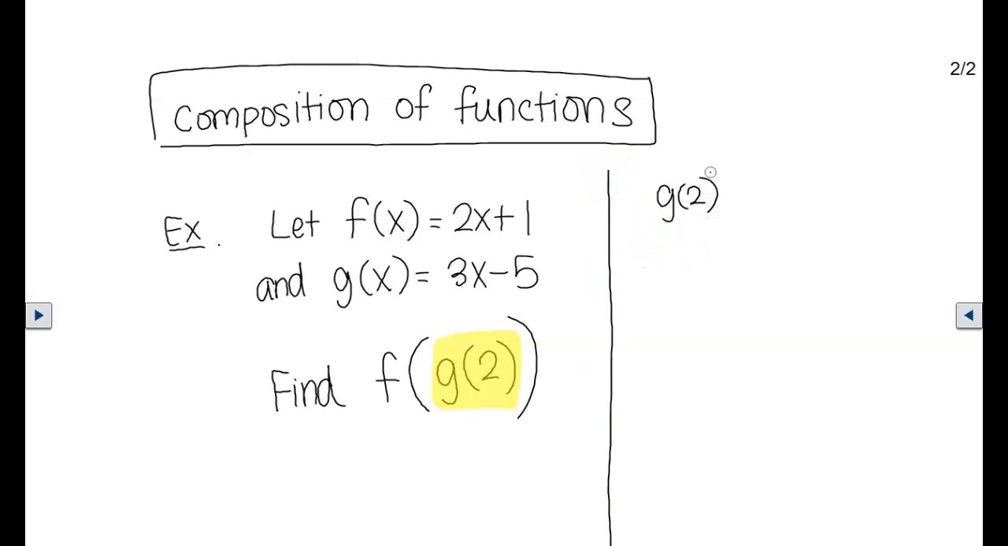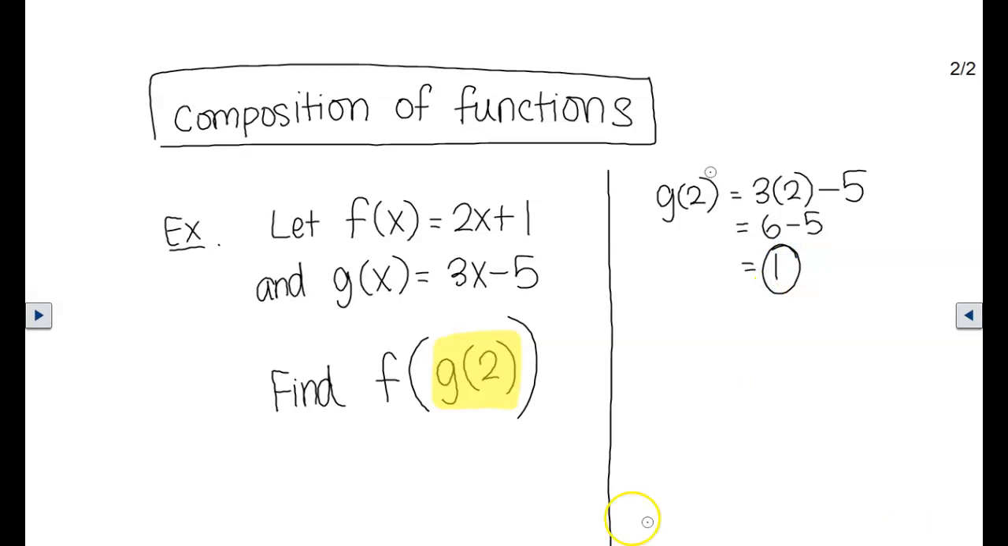Now, I should know what that means. That means to take the function named g, which is the rule 3 times x minus 5, and input 2 where you see x. So take the function rule for g, 3 times x minus 5, and input 2 for his x. So that is going to be 3 times 2 minus 5. And then I'll just do a little order of operations and work that out. So I would multiply first. 3 times 2 is 6. And then 6 minus 5 is 1. So the result for g of 2 is 1.